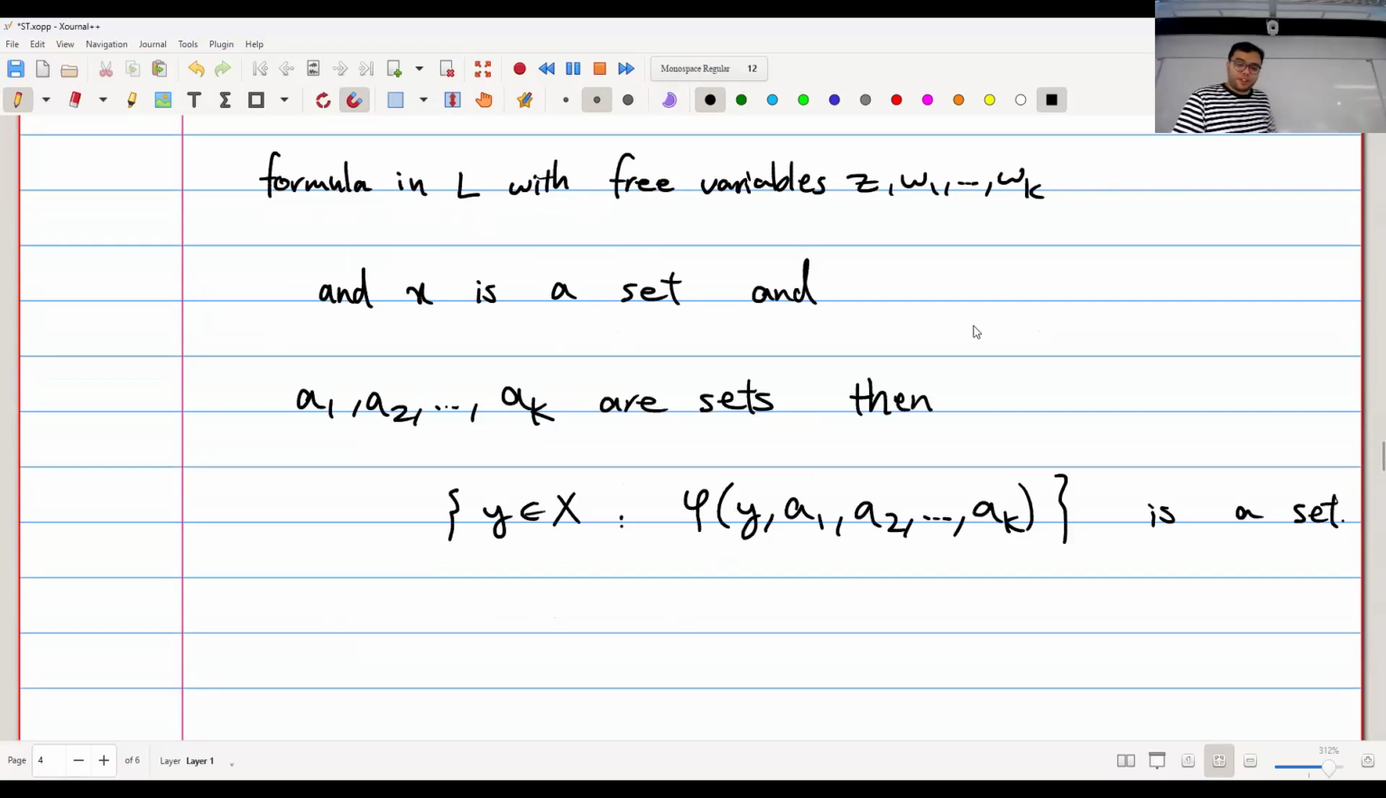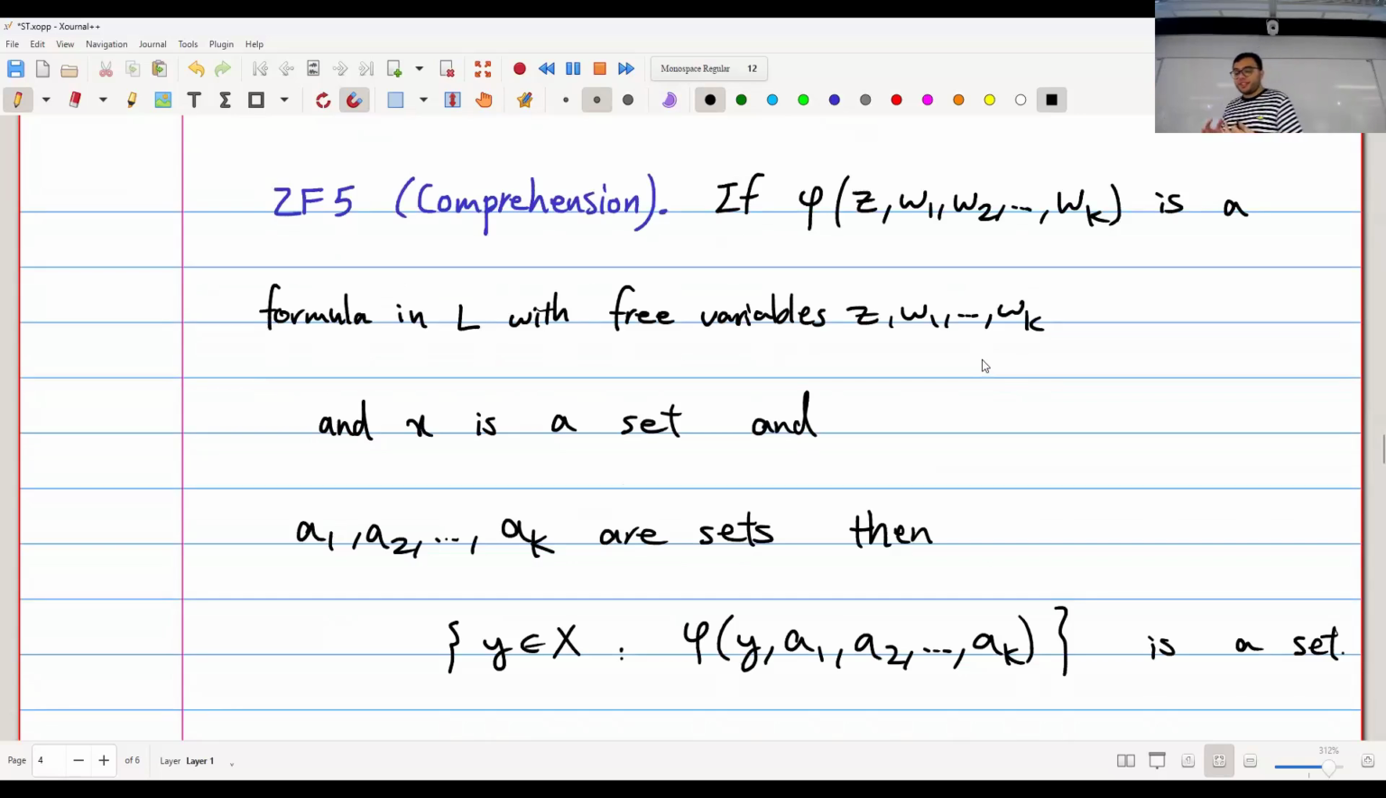Again, this is just a very convoluted way of saying something really simple. All I'm saying is this: I have a formula and I have fixed values for all of the parameters here except for the first one, right? And what I'm saying is, suppose I have a set X. Oh, this was supposed to be small x. I have a set X.